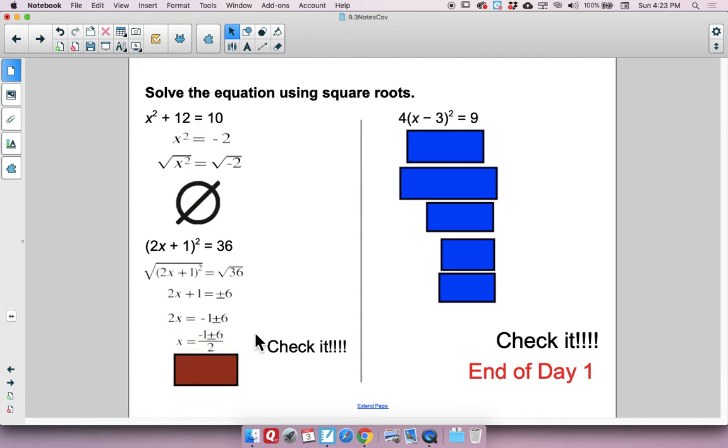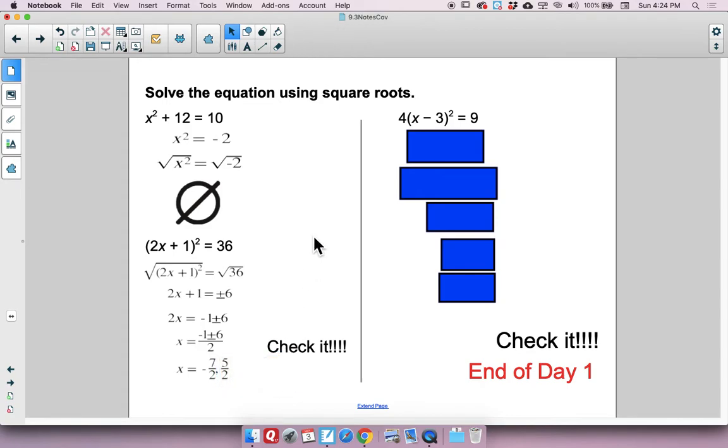So we got that. And then play America's favorite game, the cover-up game. So cover up the positive. So we'd have negative 1 minus 6. That's negative 7 over 2. So negative 7 halves. And then cover up the negative and go with the positive. Negative 1 plus 6 is 5. 5 over 2 is our other solution.